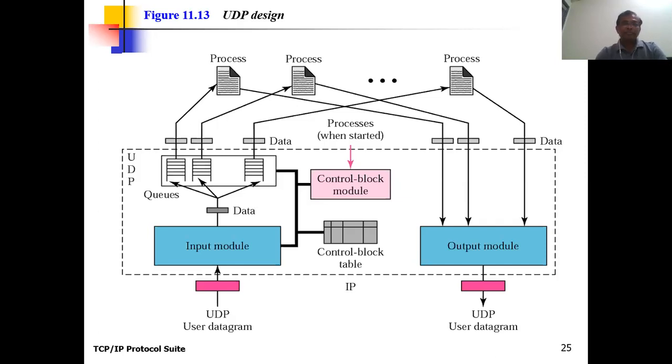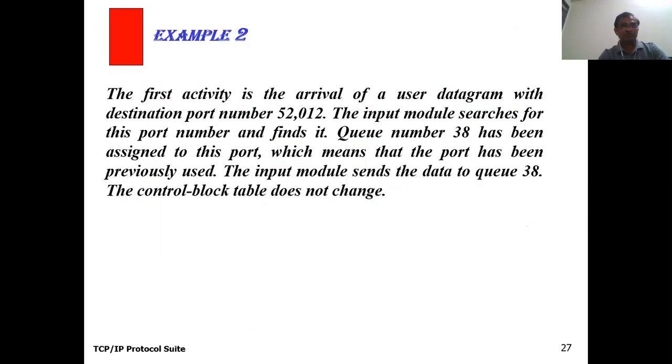Next is the input module. The input module receives a user datagram from the IP. It searches the control block table to find an entry having the same port number as this user datagram. If the entry is found, the module uses the information in the entry to enqueue the data. If the entry is not found, it generates an ICMP message. And there is also an output module. The output module is responsible for creating and sending user datagrams. There are a few examples as well.